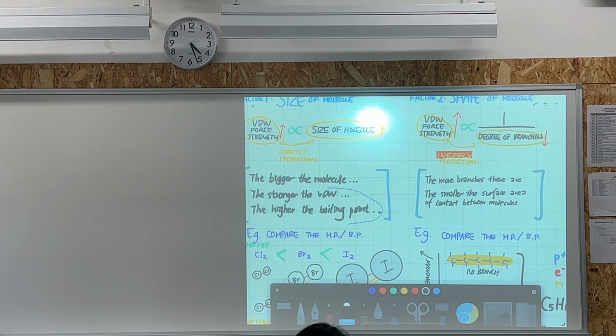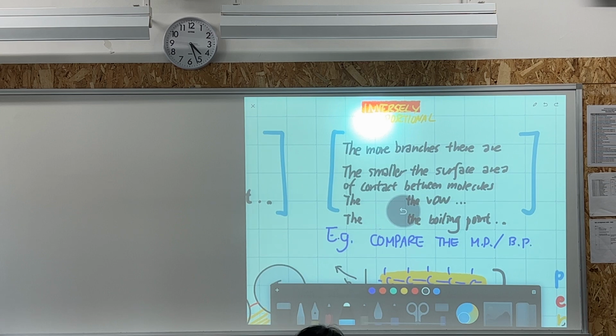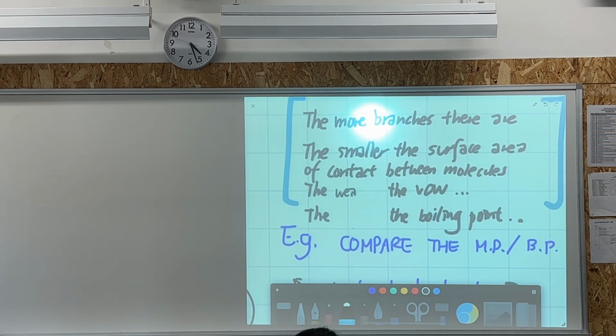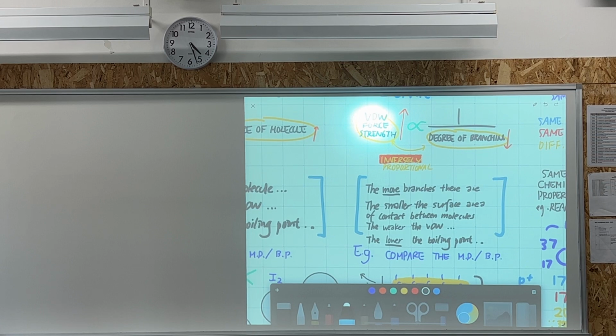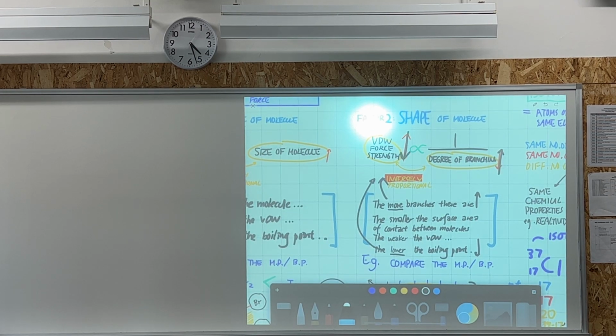So the weaker the van der Waals force and the lower the boiling point. Because you see, the more branches you have, the lower the boiling point. This is why we say there's an inversely proportional relationship, because when one goes up, the other goes down. That's what inverse means: when one thing goes up, the other goes down, and vice versa.